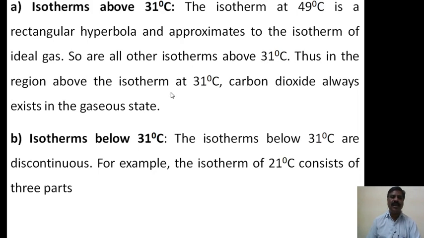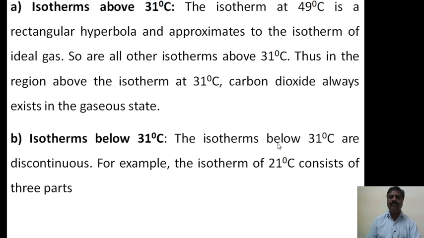Thus, in the region above the isotherm of 31 degrees Celsius, carbon dioxide always exists in the gaseous state. Why? Because above 31 degrees Celsius it behaves just like an ideal gas, forming a rectangular hyperbola, and therefore it is always in the gaseous state. Then second, B, is the isotherms below 31 degrees Celsius.